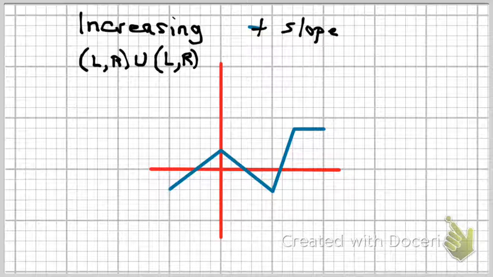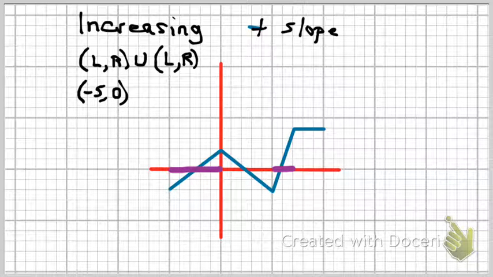So if I take a look, see here, from here to here, I have positive slope, right? Then from here to here, I have positive slope. So those would be my two intervals where my graph is increasing. So what would I write? Negative 5 to 0. Union 5 to 7.